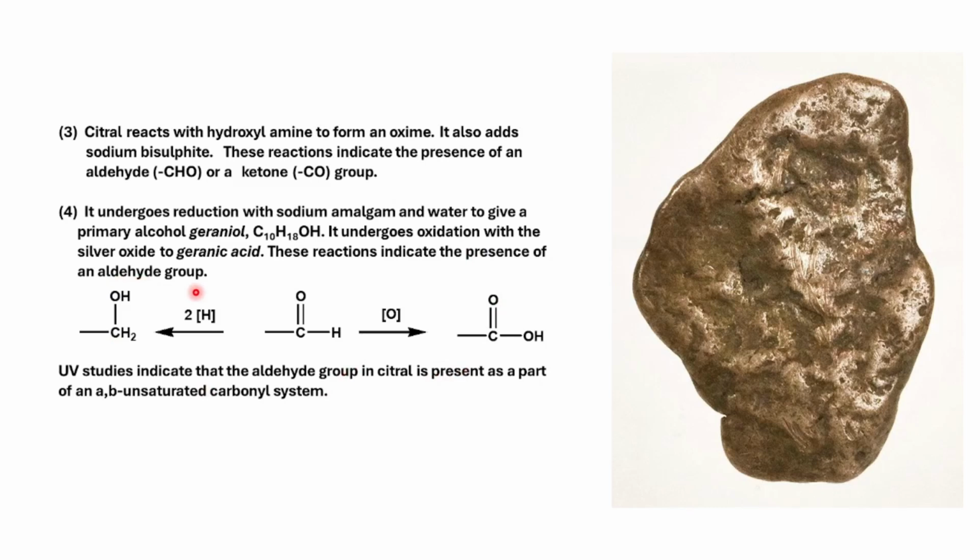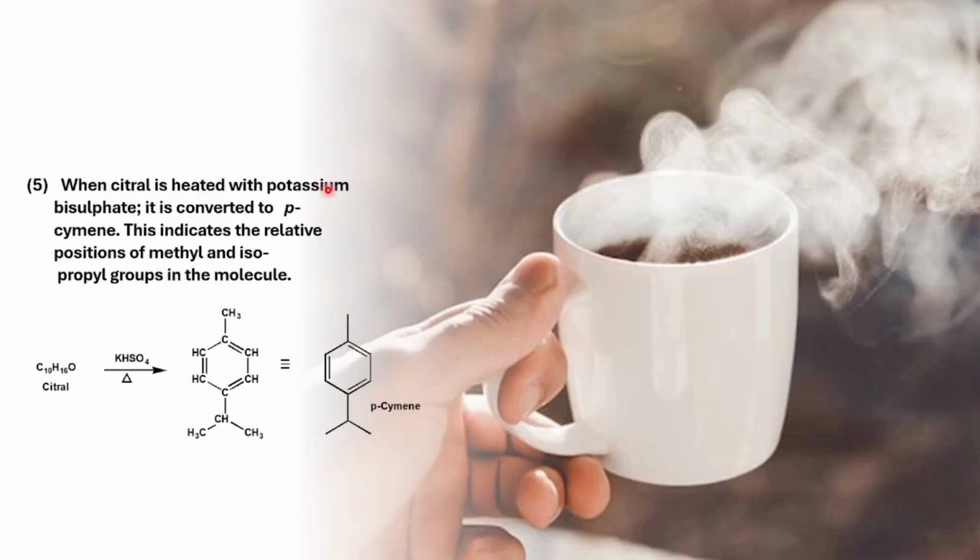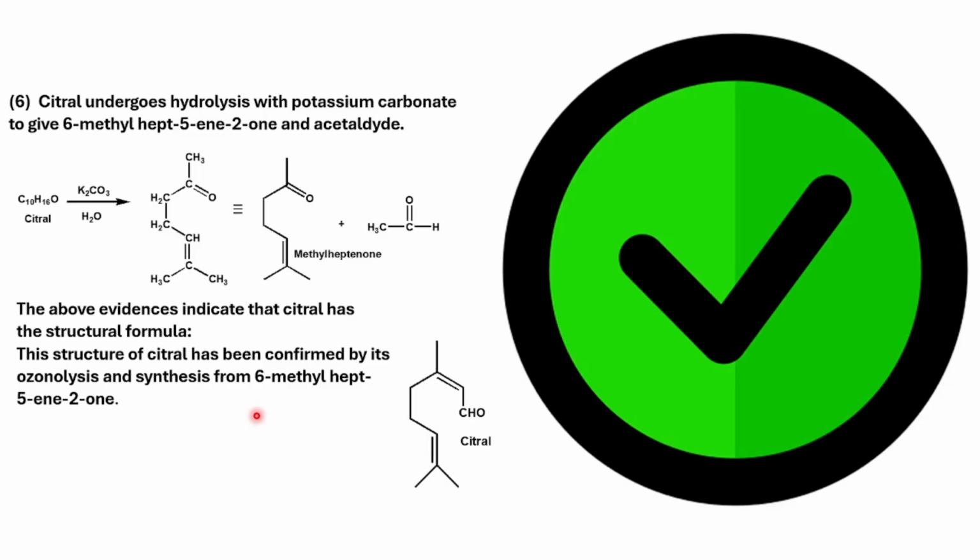UV studies indicate that the aldehyde group in citral is present as a part of an alpha beta unsaturated carbonyl system. When citral is heated with potassium bisulfate, it is converted to paracymene. Here is the structure of paracymene. This indicates the relative positions of the methyl group and isopropyl group in the molecule.